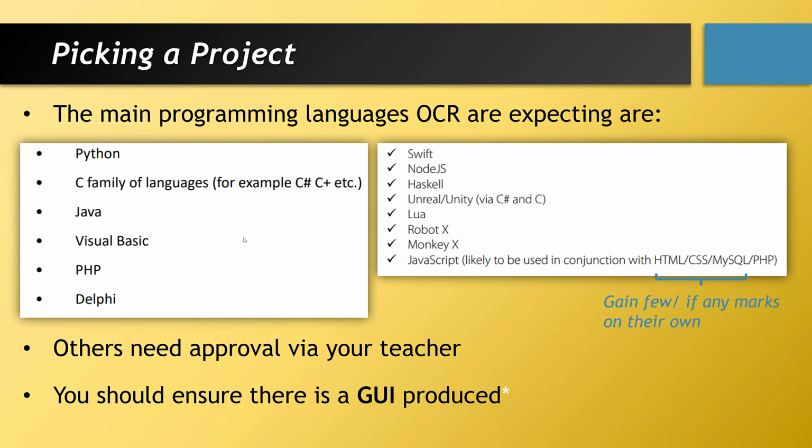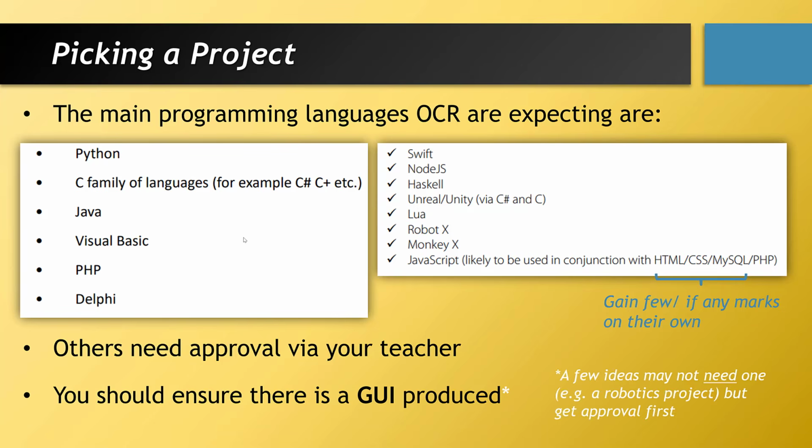Now, one thing I really want to emphasize, which is massively important, is that you need to have a GUI. That's something OCR have been very clear about, I think mainly to distinguish between GCSE and A-level projects. At GCSE, you might just have command line programs, but a GUI is a graphical user interface. It's where you've got nice windows, you've got a front end which actually resembles a real program. And that's really important.